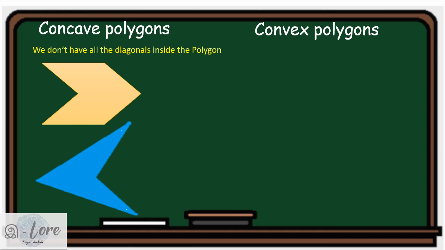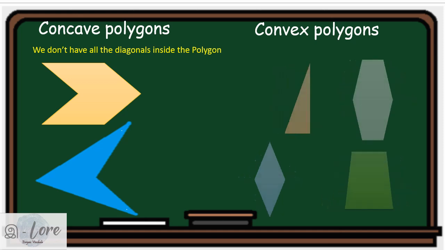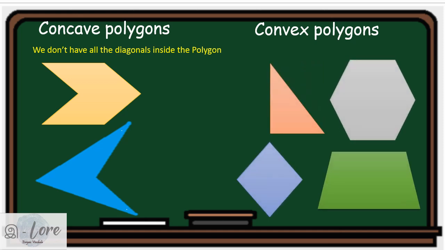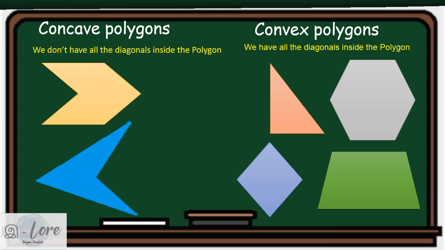Now you can guess what a convex polygon is. Yes, you are right. Four figures are given in front of you. In all four figures, the diagonals lie inside. So we have all the diagonals inside the polygon. These are the basic differences between concave and convex. In a concave polygon, we are not sure that all diagonals lie inside; some may be outside. But in convex figures, all the diagonals lie inside the given polygon. I hope you understand this. Okay.